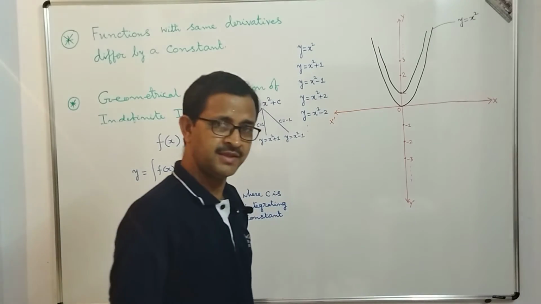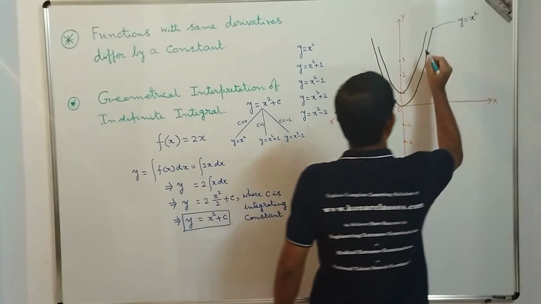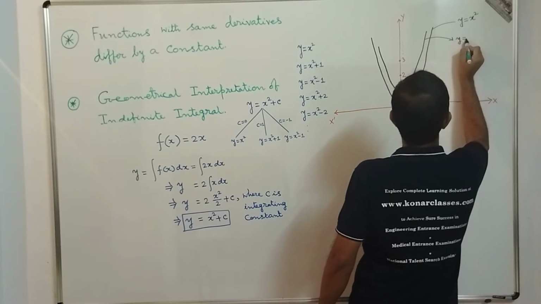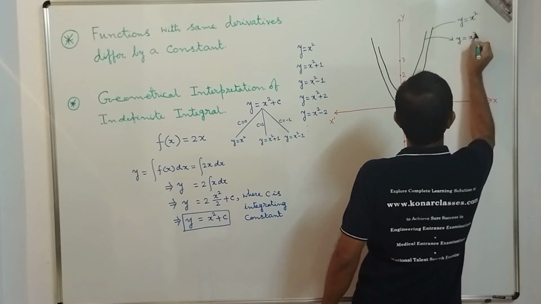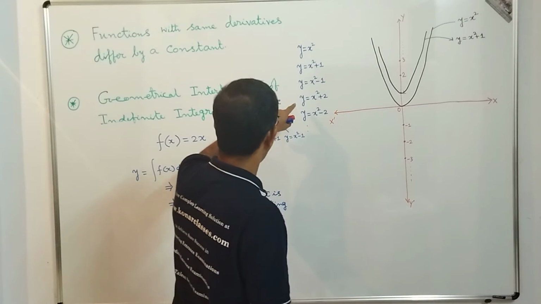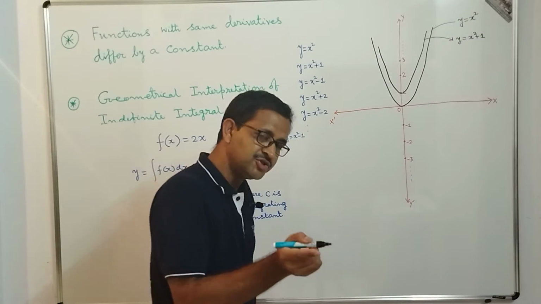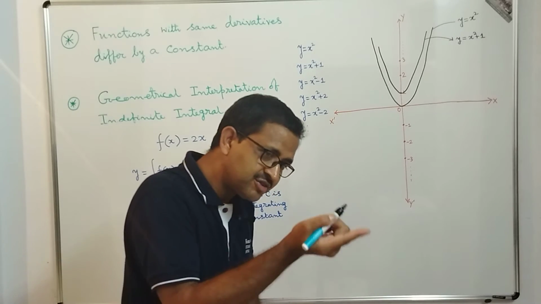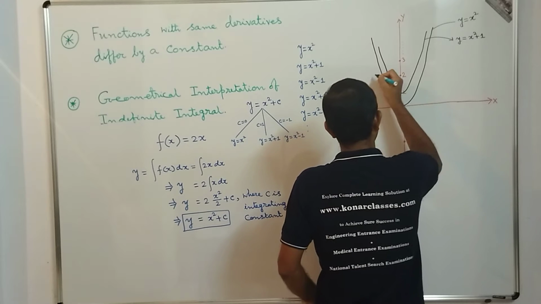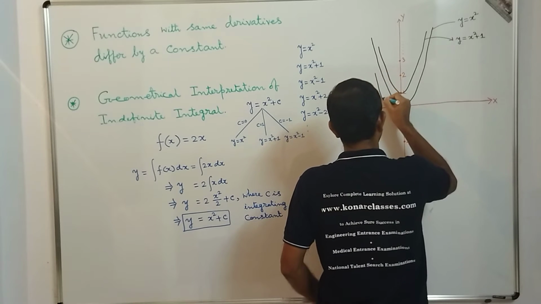Okay, correct? So this is the parabola. What we are going to get is y equal to x square plus 1. Now let's look into y equal to x square minus 1. This is also a parabola, but its vertex is at the point 0, -1. So what will be the parabola? The parabola will be something like this.